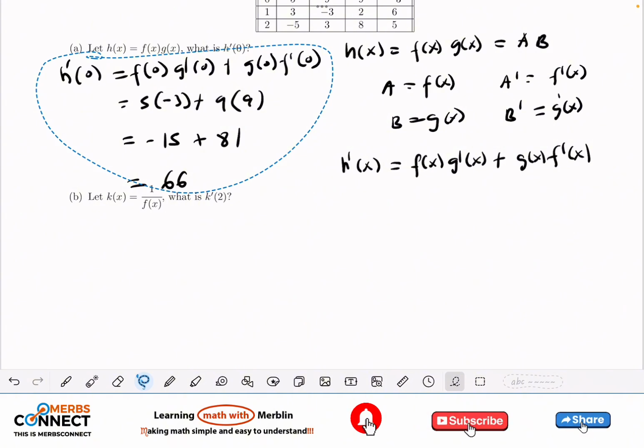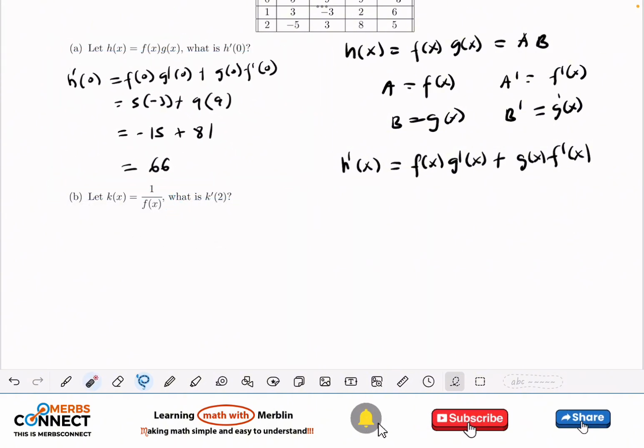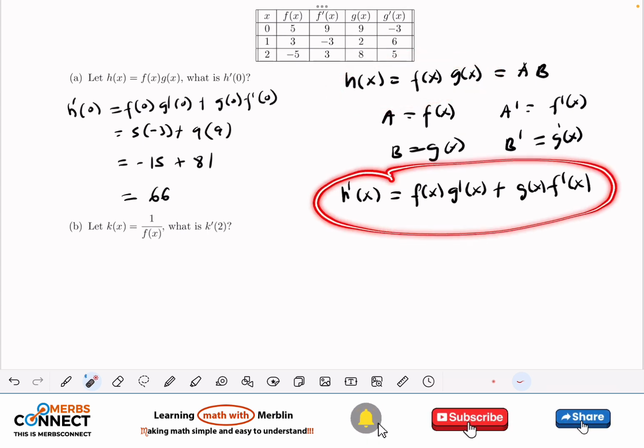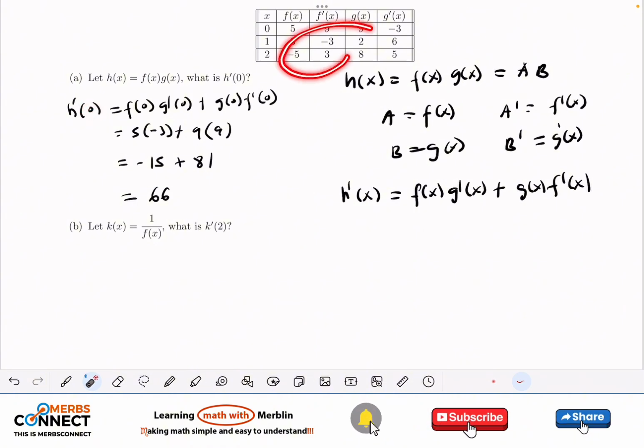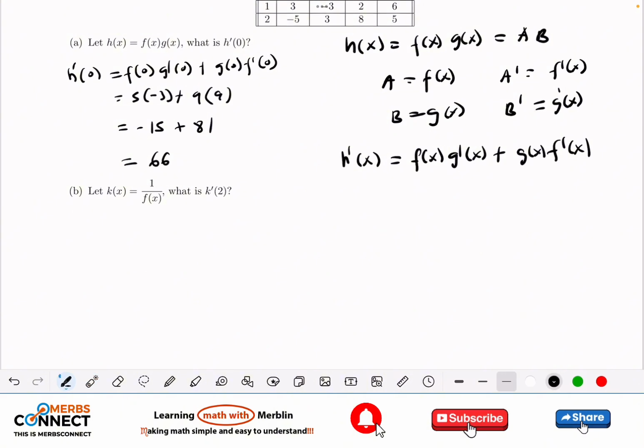This will be the h prime of 0. Good. So you see how I did it? First, I use the product rule to find h prime of x, plug in 0, then I use a table. Now let's look at the b here. This b is similar to this, but this one was the product rule and this is the quotient rule. Always go through the quotient rule, right?